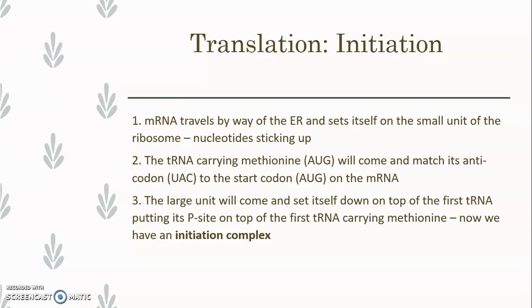So for the initiation step of translation, the mRNA is going to travel by way of the endoplasmic reticulum, and it's going to set itself on the small subunit of the ribosome with the nucleotide sticking up. And then the tRNA that carries methionine is going to come and match up with the anticodon on the mRNA. And then the large subunit will come in and set itself down on top of that first tRNA, putting its P site on top of the first tRNA carrying methionine. And that whole thing together is called the initiation complex.